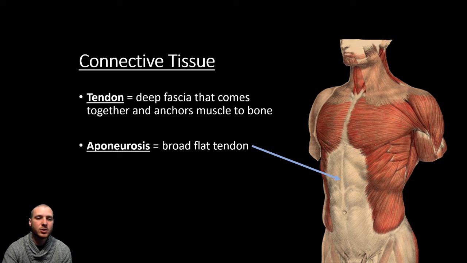An aponeurosis is going to be a fancy term for just a broad, flat tendon. So whenever you see a body without the skin on, you see these large white areas. Again, white is going to signify connective tissue, red, muscle fibers. An example of an aponeurosis is going to be the abdominal aponeurosis of the abs, or the thoracolumbar on the backside. But again, we're just talking about a broad, flat tendon.